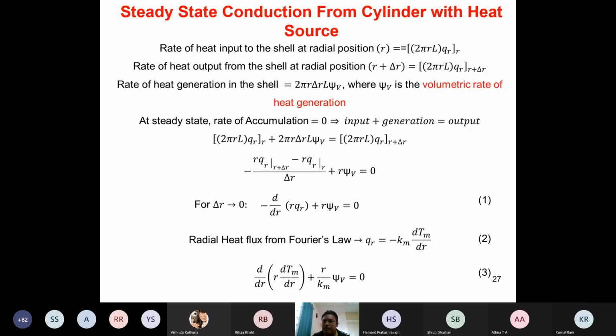So I am now on the slide number 27. I have moved to the next slide. Is it moving? Yes, Yes, sir, it is.